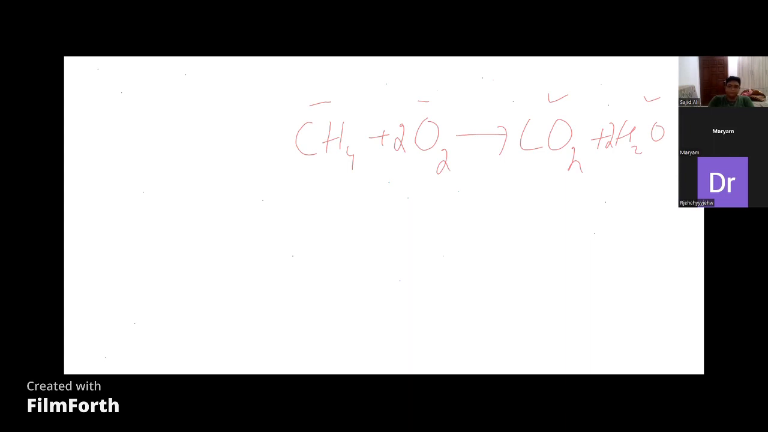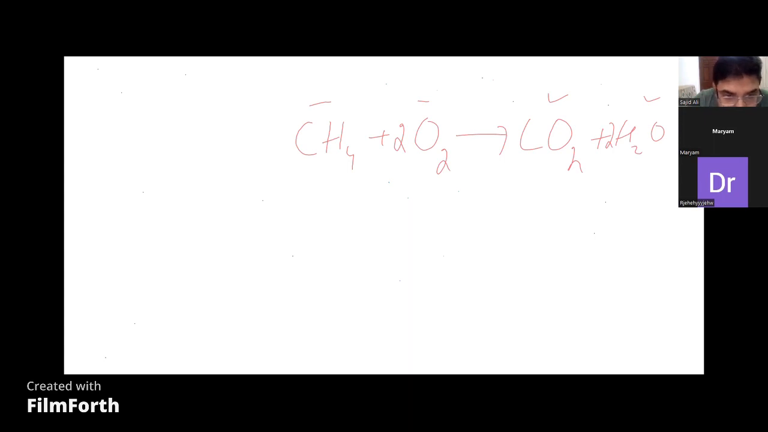Yes, Mariam. Mariam, are you there? Yes, sir. Can you explain how this is a redox reaction with reference to loss and gain of hydrogen? It's very simple, beta.